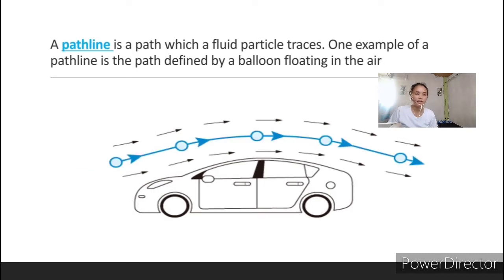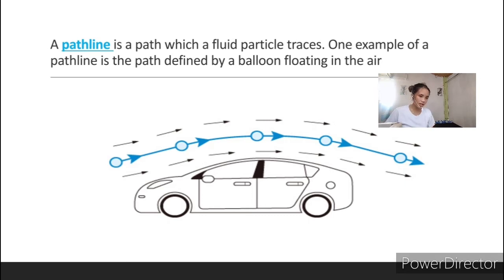And then a path line is a path which a fluid particle traces. One example of a path line is the path defined by a balloon floating in the air. So from the arrows being connected, we now have the path or the direction that we took. From left, we moved to right. That's the path that we took, and now we're talking about the path line.